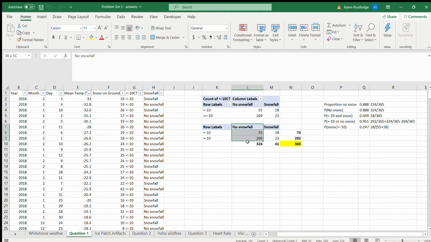So here's our no snowfall. There's a total of 324 days with no snowfall. That's the count of things we care about. And we want to divide that by the total count, which I have highlighted because we'll use it a lot here, which is 365 days. So 324 divided by 365. You could leave it as a fraction or you can convert it to a decimal. Either way. And that's all there is to it for question 1a.